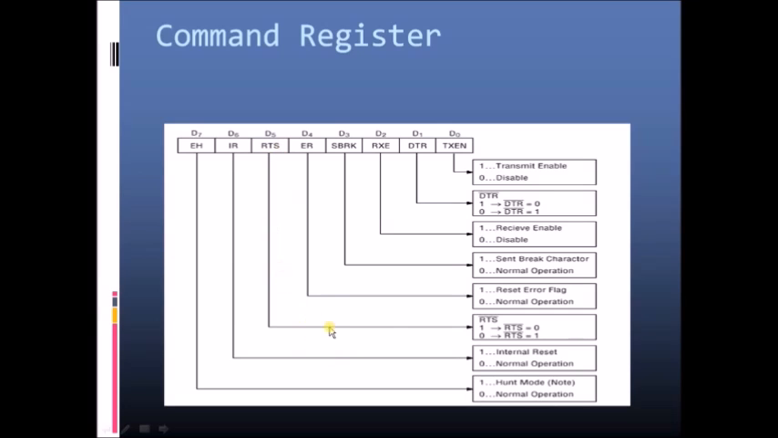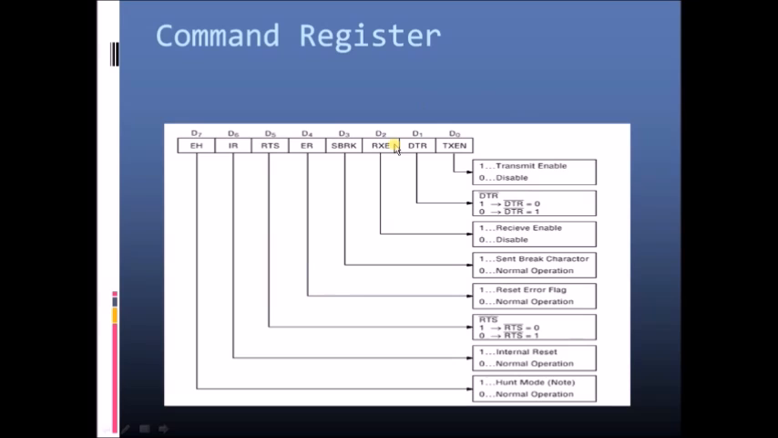And then we have RTS, which is request to send. If you program this bit to logic 1, then the RTS pin would hold a logic 0. Then we have ER, which is error reset. If this is programmed to 1, then all the error flags inside 8251 will be cleared. Then we have send break character. If this bit is programmed to 1, then the TXD pin of 8251 would hold a logic 0 for a period of 1 character, which is going to differentiate the frames.